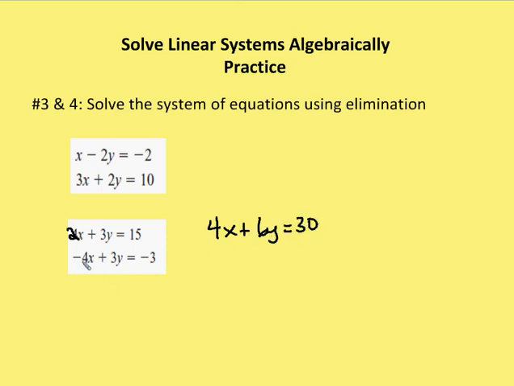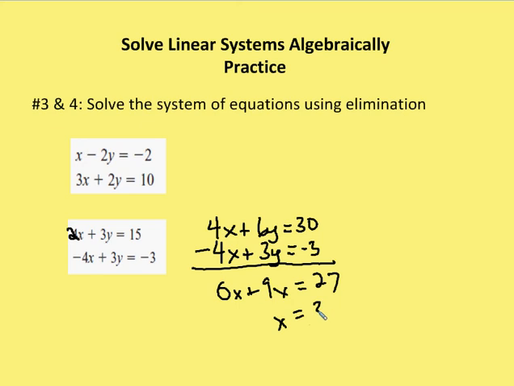And the reason why I want to do that, again, is because I want to add one of the variables with a coefficient to another variable with the same coefficient in order to get a result of 0. So I can see here that 4x plus negative 4x is going to be equal to 0. And so I can use the process of elimination then to solve for y. So I end up getting 0x plus 9y is equal to 27. And then y is equal to 3. And I can use this value of 3 to substitute back in and solve for x.